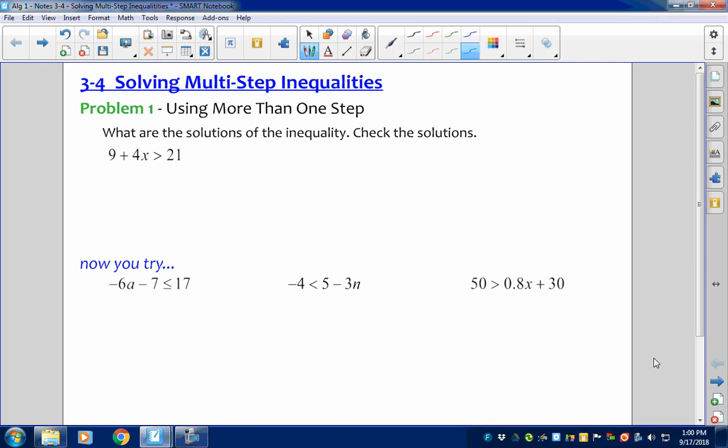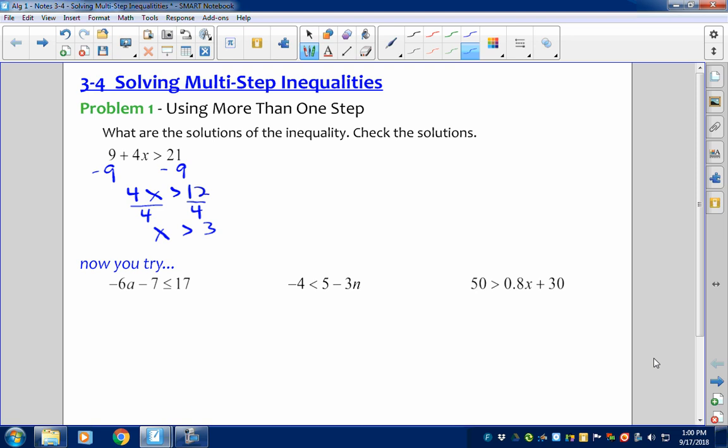All right, so here we go. We're going to subtract 9 from each side. So 4x is greater than 12. So it's going to be two steppers to four steppers in here. Next step would be divide by 4. So x is greater than 3.